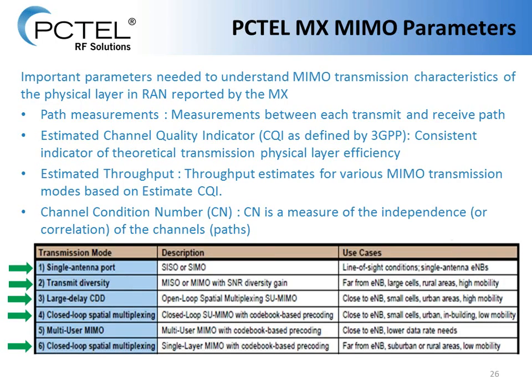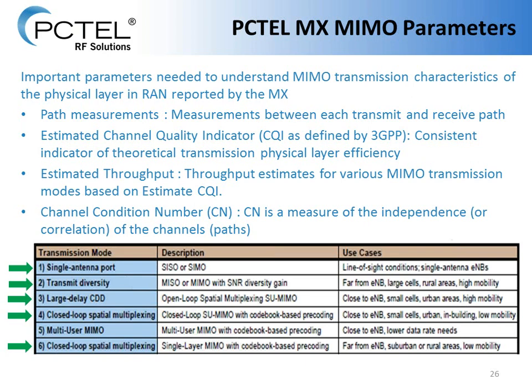So first, what I want to talk about are some of the MIMO parameters that are important for an LTE network, because it's really important to understand the MIMO transmission characteristics of the physical layer in the RAN as reported by a scanner. So we already talked about path measurements, and these are measurements, like I mentioned before, between each transmit and receive path.